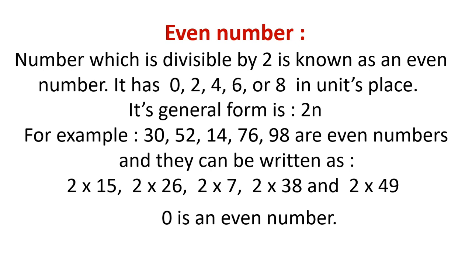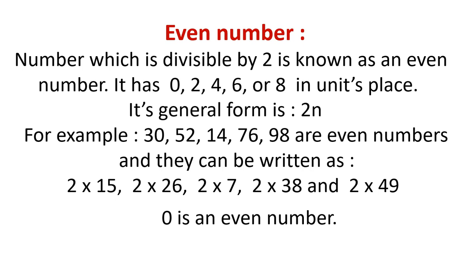Even number. A number which is divisible by 2 is known as an even number. It has 0, 2, 4, 6 or 8 in the units place. Units place means the right-handmost digit. And its general form is 2n. It means that all even numbers can be expressed as multiples of 2.